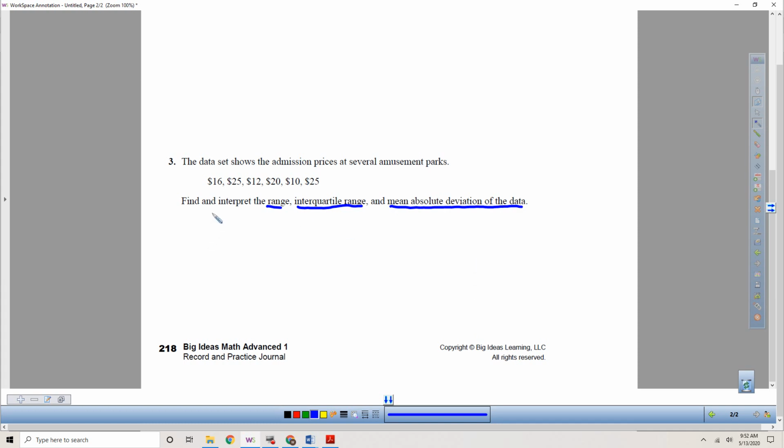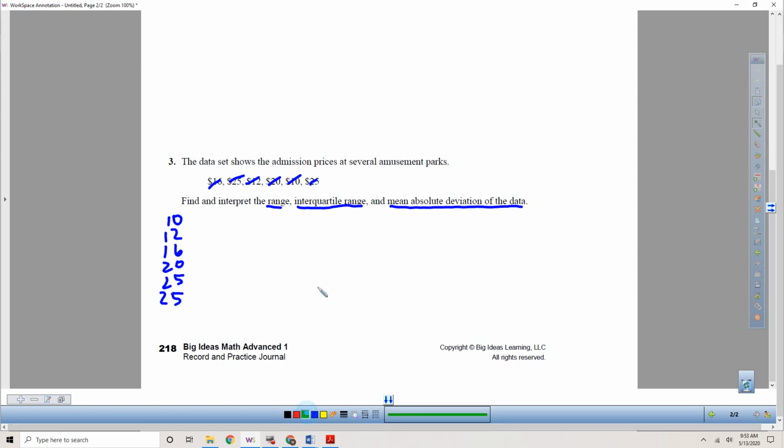So, if I want to find the range, since we're doing range and interquartile range, I'm going to put all these numbers in order from least to greatest because I know that'll be helpful. So, my smallest number is 10. And then we have 12. Then we have 16. Then a 20. And two 25s. 1, 2, 3, 4, 5, 6. So I got them all.